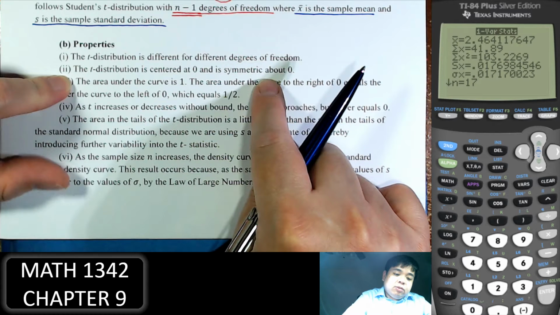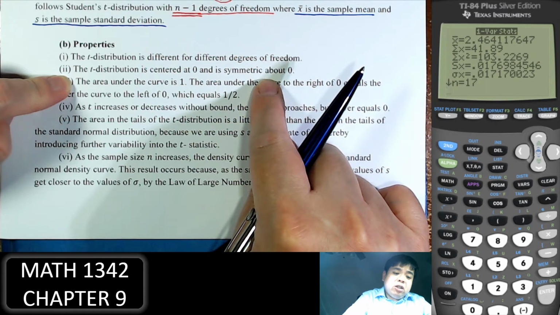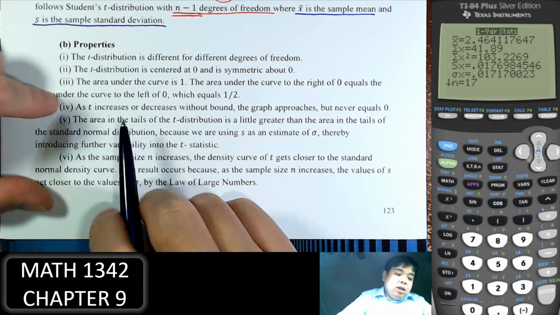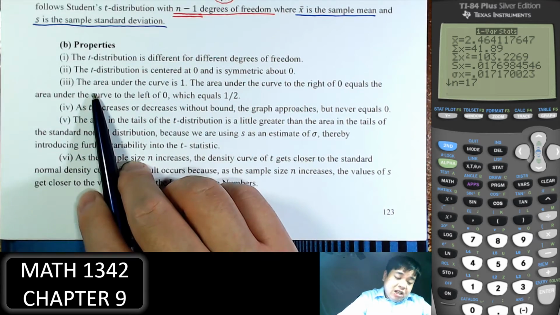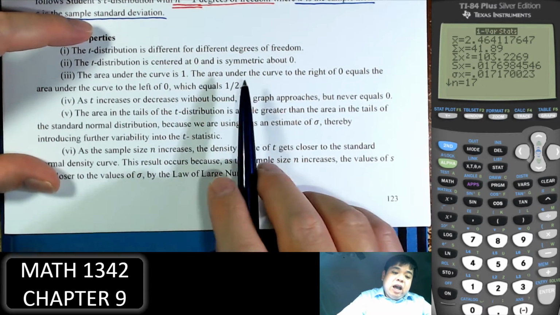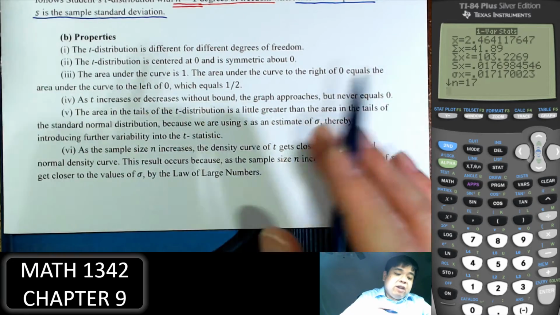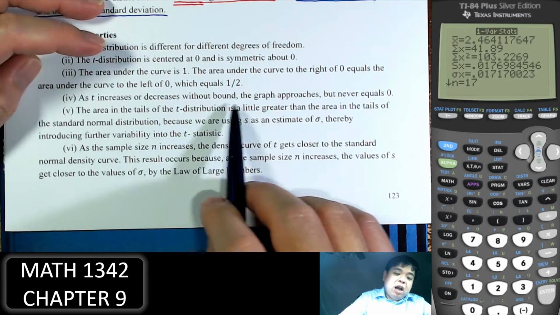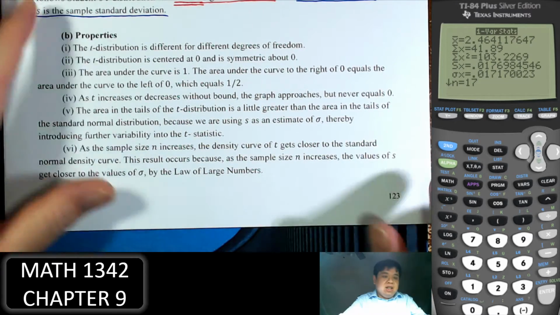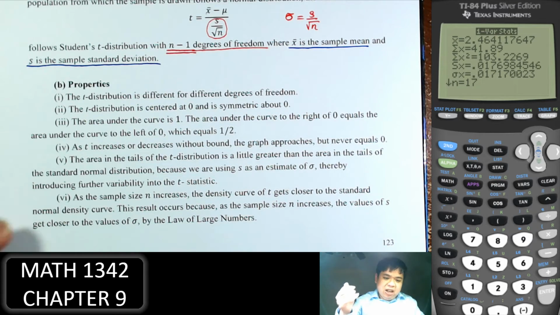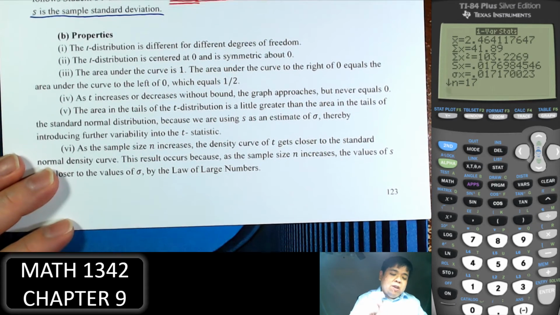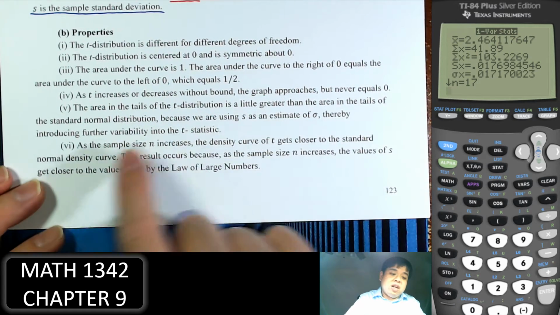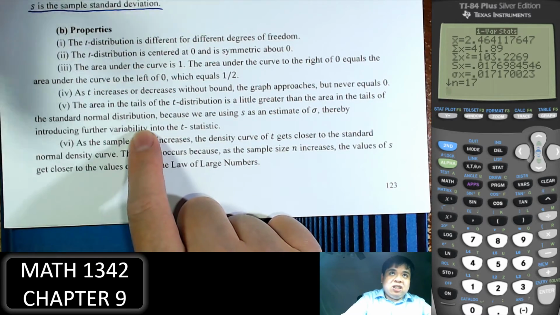So the t distribution is centered at 0, and it's symmetric about 0, exactly like the z. The area under the curve is 1, exactly as the z distribution. The area under the curve on the right and on the left is 1/2 each, exactly like z. As t decreases or increases without bound, the graph approaches but never reaches 0, so the tails flatten out, exactly like the z distribution. The only slight difference is that the area in the tails of the t distribution is a little greater than the area in the tails of the normal distribution.